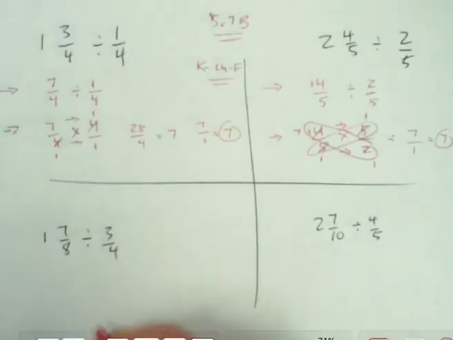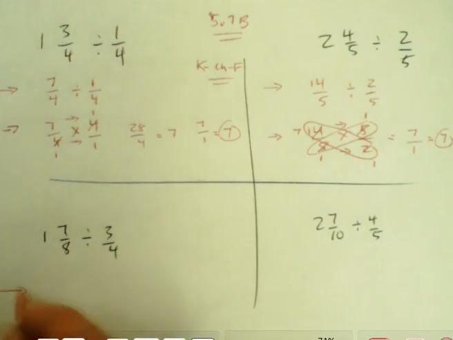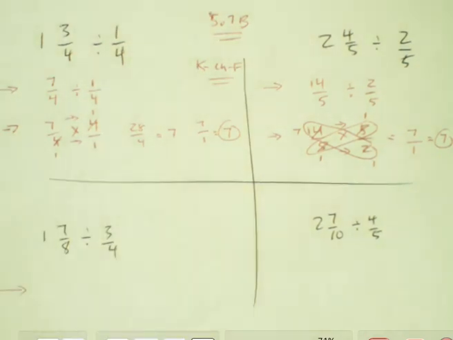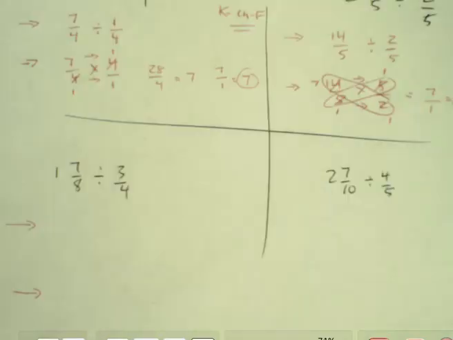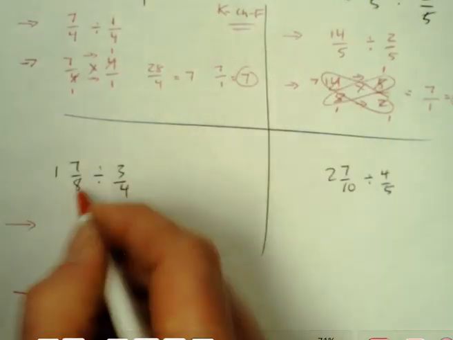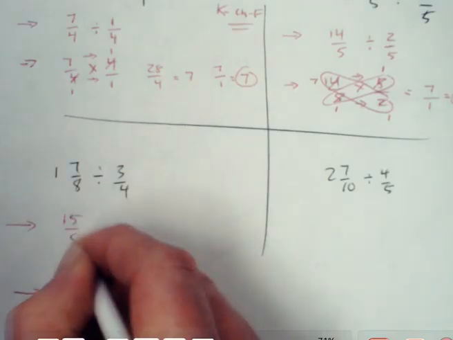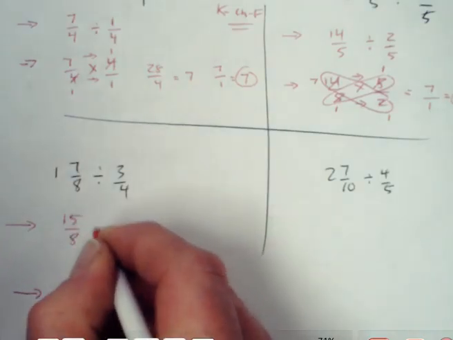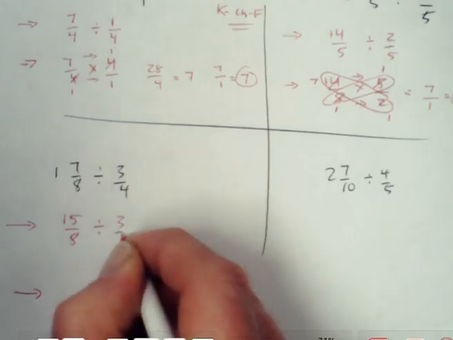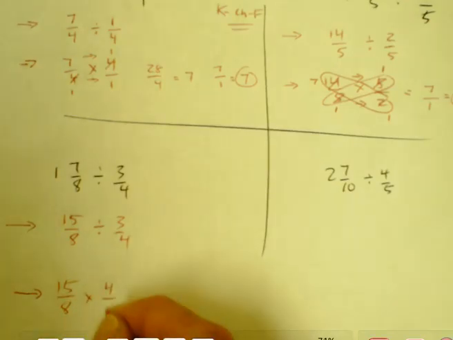All right, on this problem down here, 1 and 7/8 divided by 3/4. Again, let me put my little graphic organizer here so I remember to rewrite this problem 2 times. 1 times 8 is 8, plus 7 is 15/8. And we are going to divide that by 3/4. All right, now I'm going to do my keep, change, flip. I've rewritten it, so here's my 15/8. I'll keep it. I'll change the sign, and I will flip it.